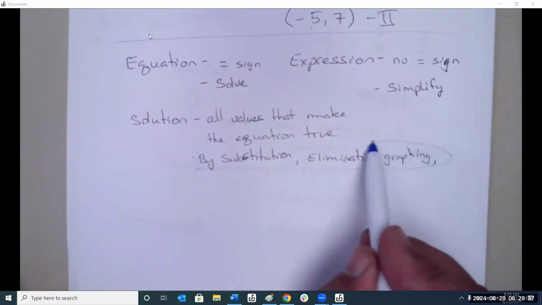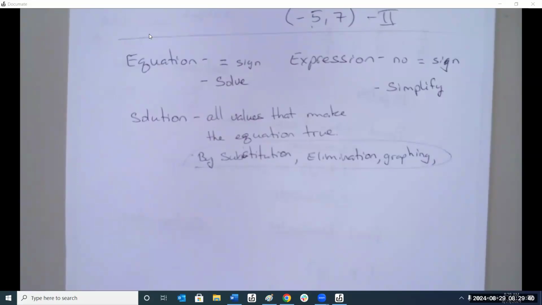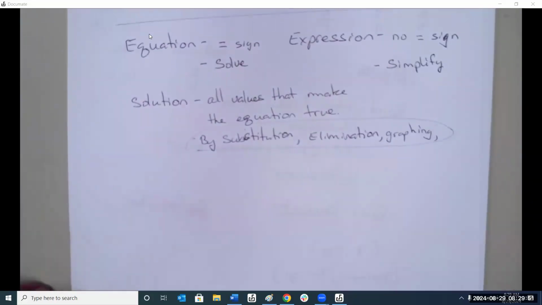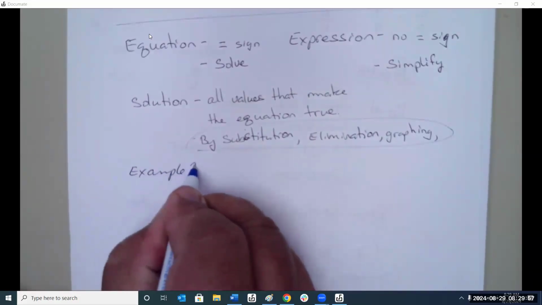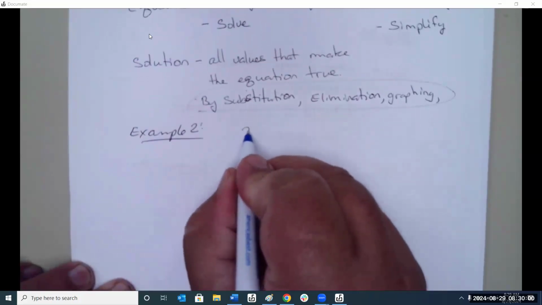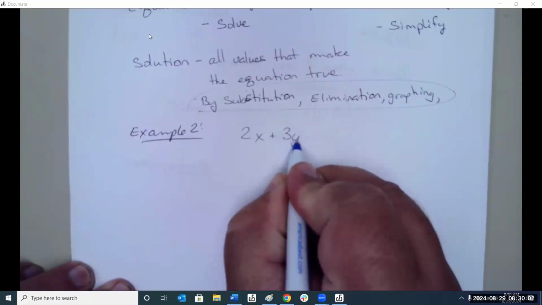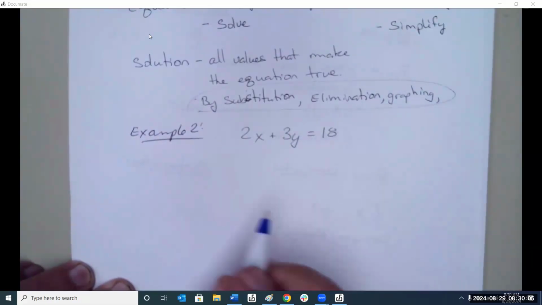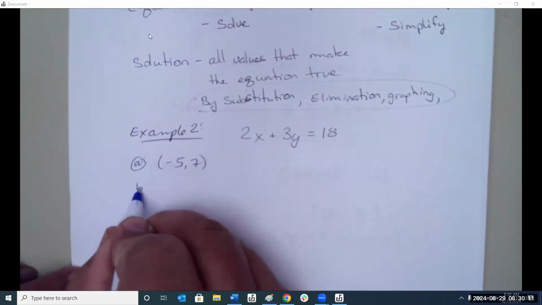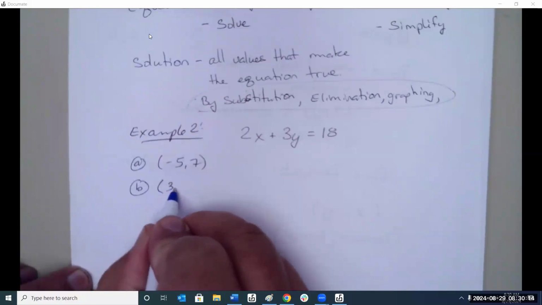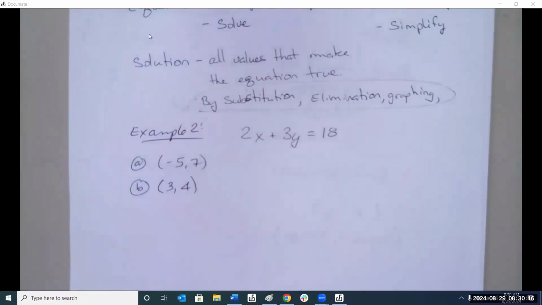This will be our very last topic we're going to cover in this course. That's chapter 6, solving systems of equations with those. I'm going to show you shortcuts to all that. So, for example, let's look at example 2. Given the equation 2x plus 3y equals 18, tell me if both of these or if any of these are solutions to that equation.